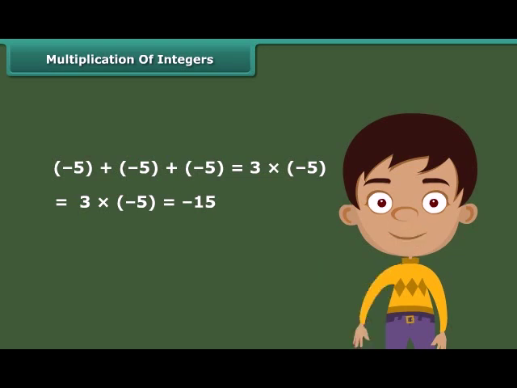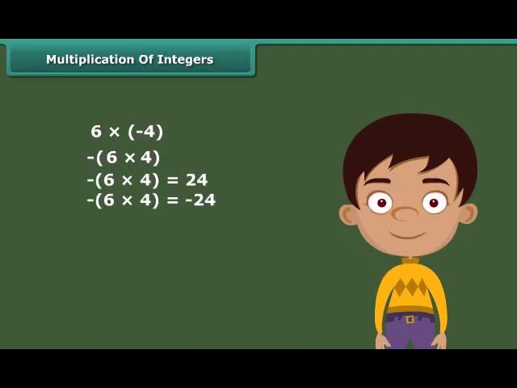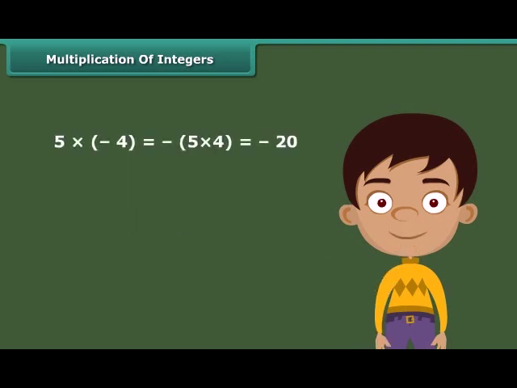Let's now find the product of a positive and a negative integer. Firstly, multiply 6 by 4 and then put a minus sign before the product obtained. We get minus 24. Similarly, 5 into minus 4 is equal to minus 5 into 4, which equals minus 20.